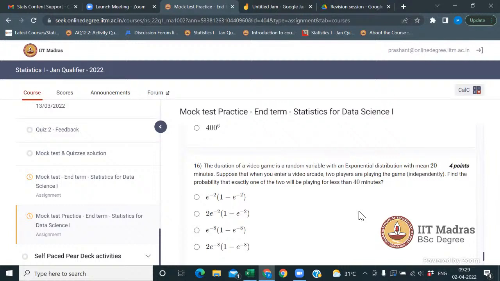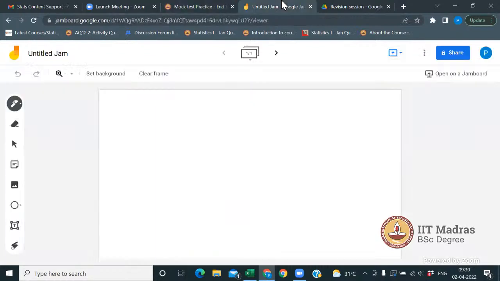First, tell me, do you know the concept of exponential or uniform? Yes, sir. Expectation is 1 by lambda, and the CDF is 1 minus e power minus lambda t. Okay. See, in the question, the duration of a video game is a random variable with an exponential distribution with mean 20 minutes. Your mean is given, meaning 1 by lambda is given. Suppose that when you enter a video arcade, two players are playing the game independently. Find the probability that exactly one of the two will be playing for less than 40 minutes.